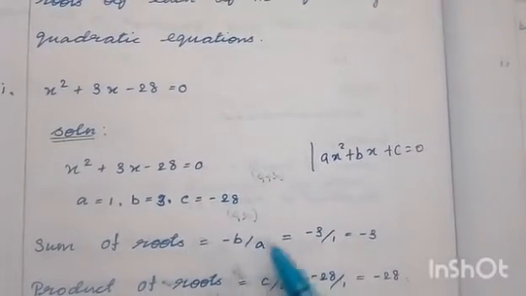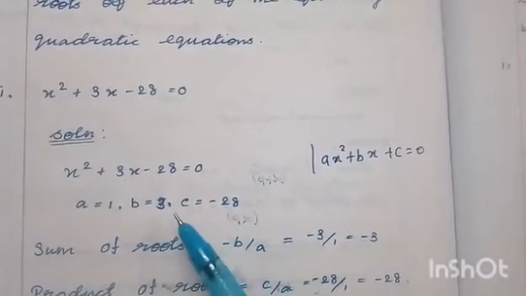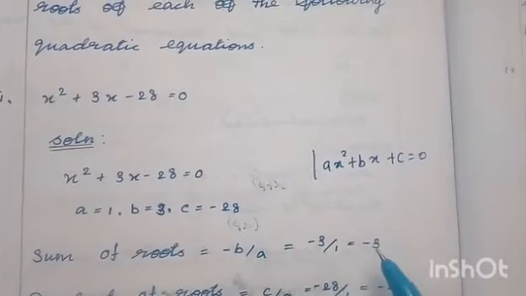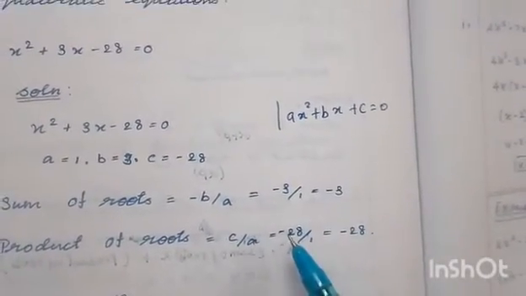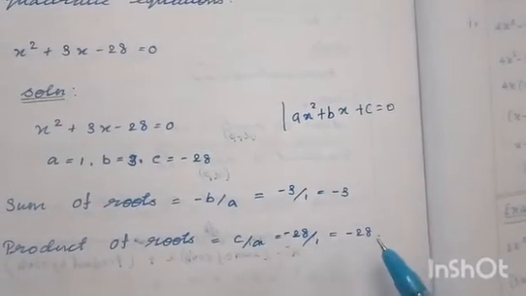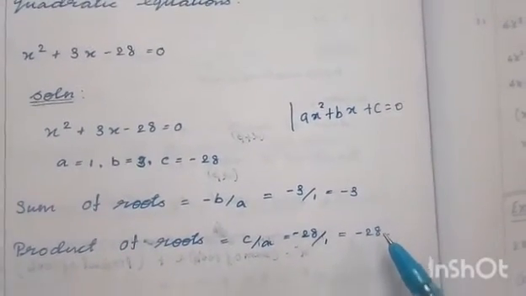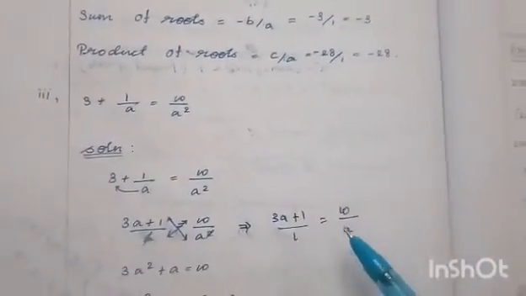Sum of roots formula is minus b by a. So that is minus 3 by 1, that is equal to minus 3. Product of roots formula is c by a. So that is minus 28 by 1, that is equal to minus 28. Now the second problem, try yourself.